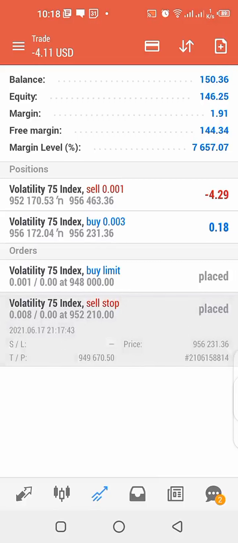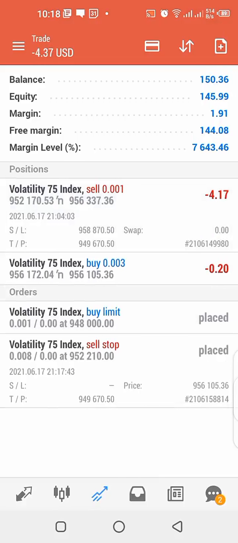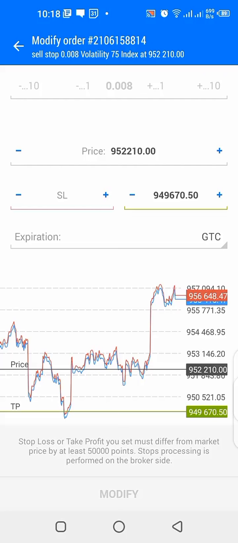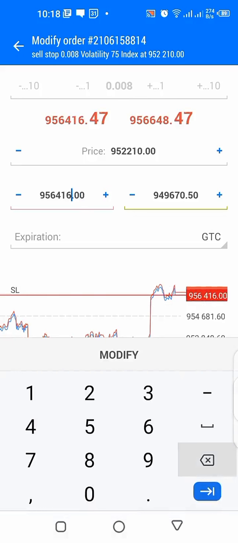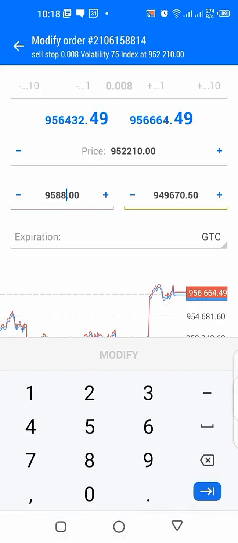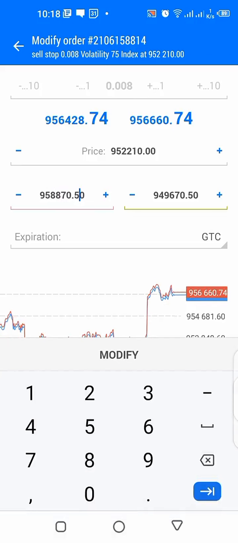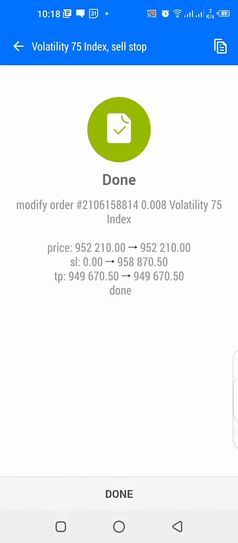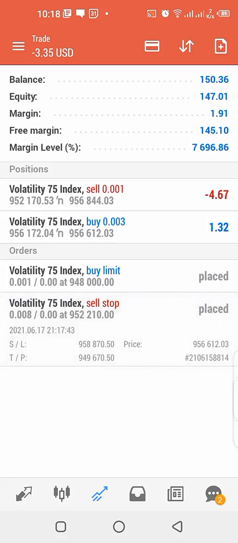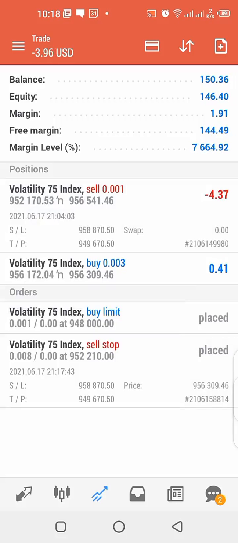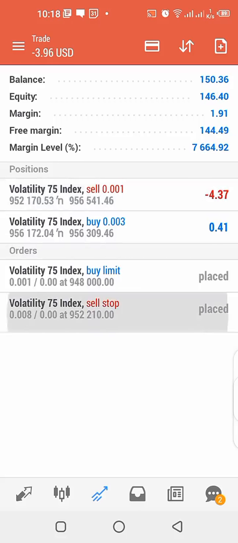Okay, the sell stop 0.008 has just been introduced. It's been introduced around 80 or 50 points above the sell trade point. So I'm going to place a take profit of 2,500 points, equivalent to the take profit of the 0.001 trade, and I'm going to edit the stop loss of the 0.008 to be equivalent to the stop loss of the 0.001.